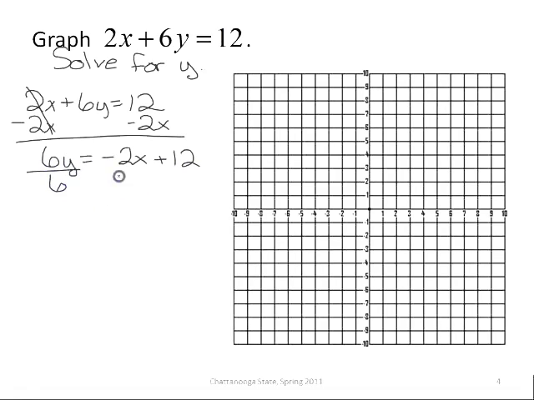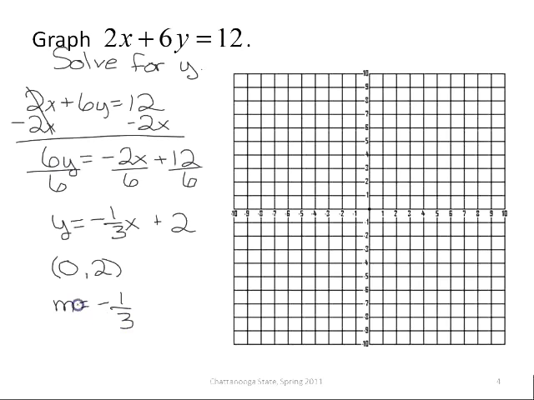Now I want to divide by 6. So I'm going to divide each term individually here by 6. That will give me y equals negative 1/3 x plus 2. So this time my y-intercept is positive 2, and my slope is negative 1/3.